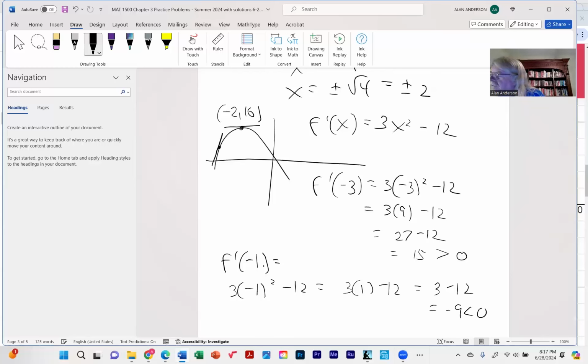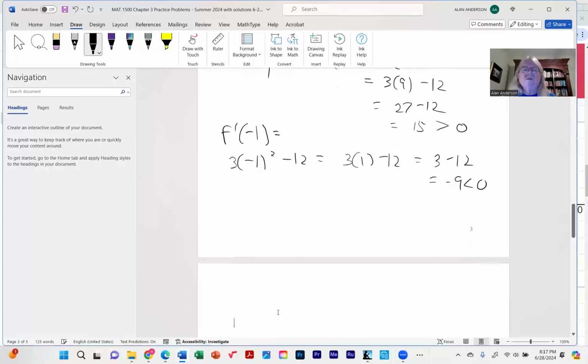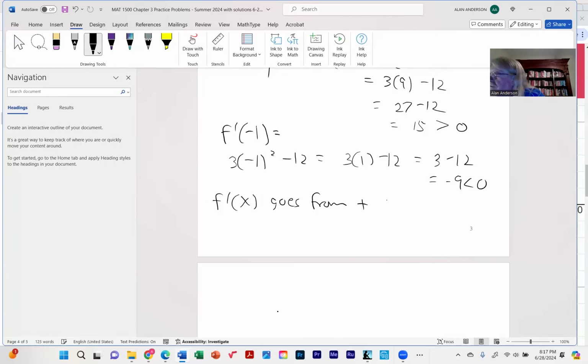So that one is negative. And so this set of results tells us, because we're going from f prime of x goes from positive to 0 to negative, that implies that this point is a relative maximum.